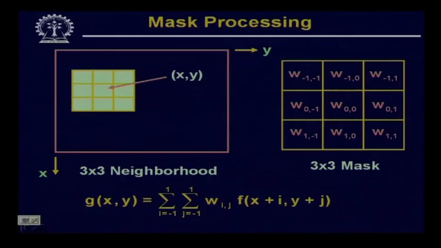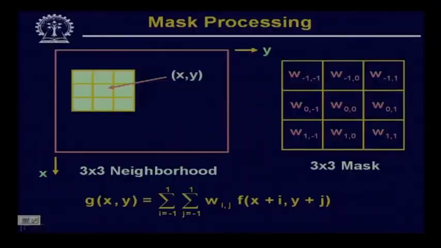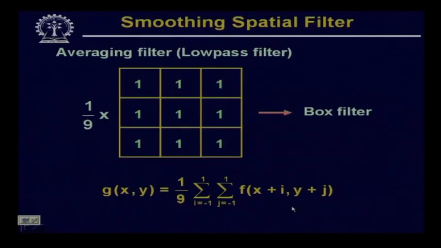So, image smoothing is a special filtering operation where the value at a particular location x y in the processed image is the average of all the pixel values in the neighborhood of x and y. Because it is an average, this is also known as an averaging filter, and later on we will see that this averaging filter is nothing but a low pass filter. When we have such an averaging filter, the corresponding mask can be represented in this form.